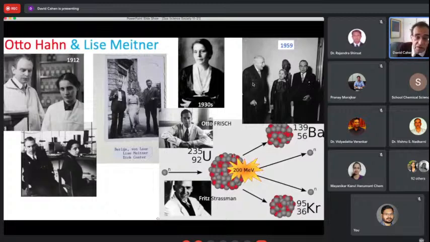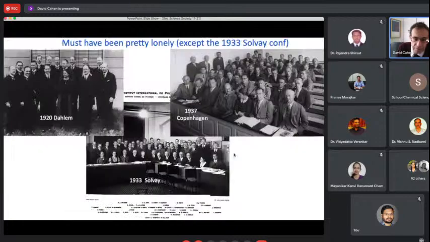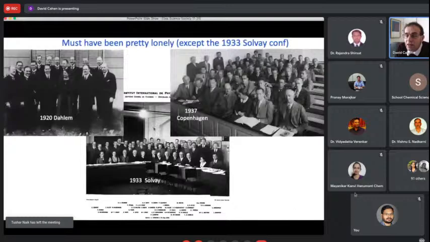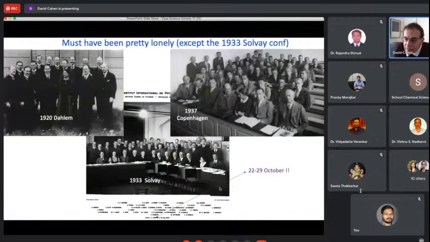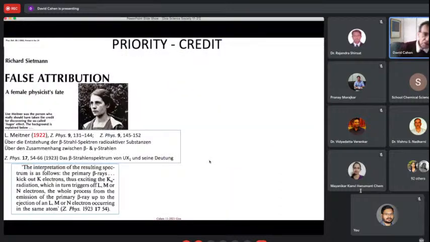This is not the end of the story of Lise Meitner. Here you see her as the only woman in a high-level meeting in 1920 in Berlin-Dahlem, here in Copenhagen, one of the famous Solvay meetings together with Irène Joliot. It must have been pretty lonely there. By the way, this meeting was held already after the ascent of Nazis in Germany. But there's another story here.